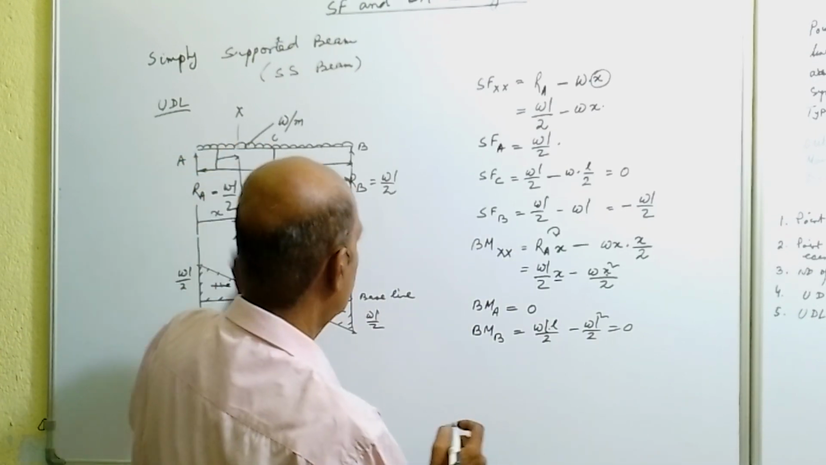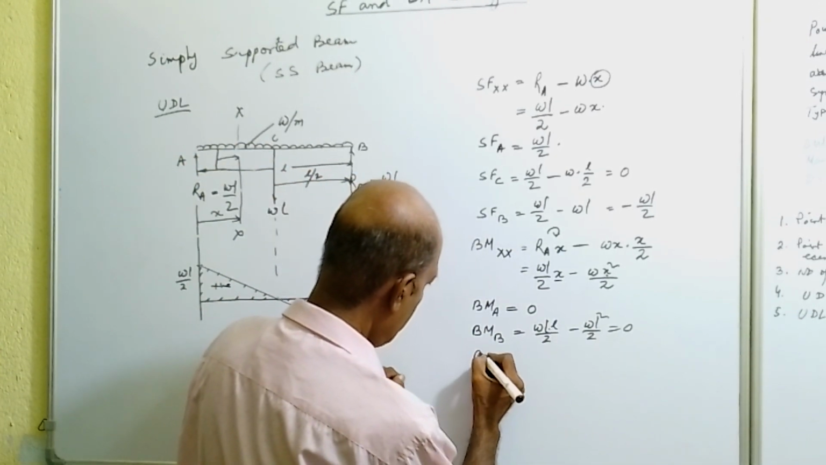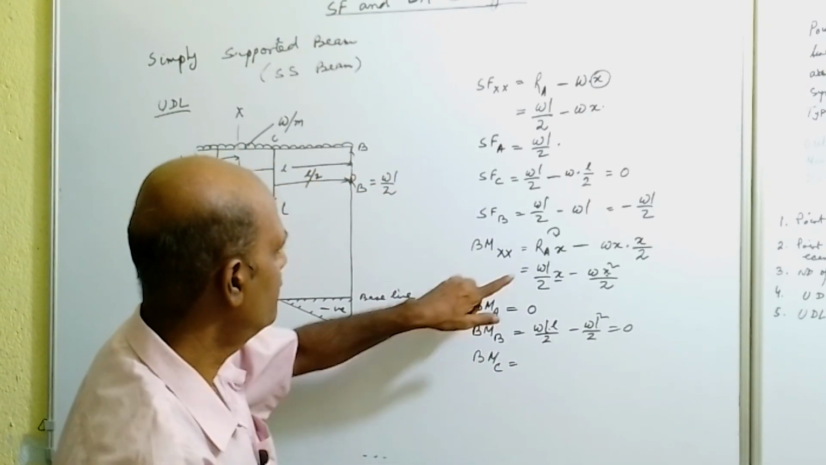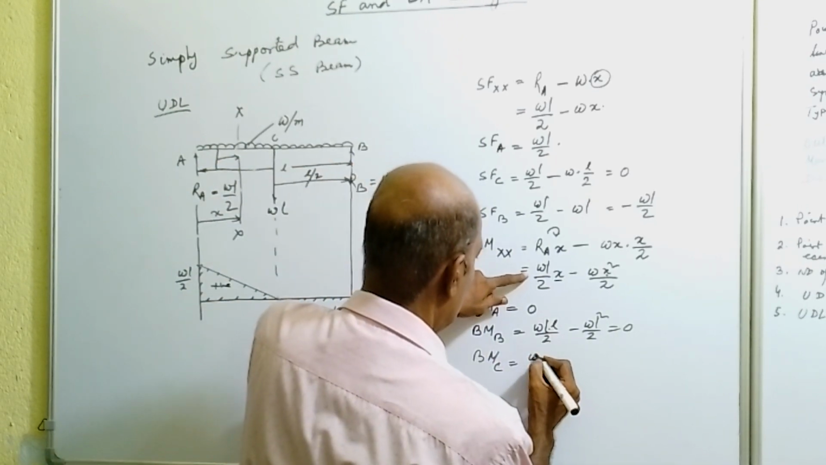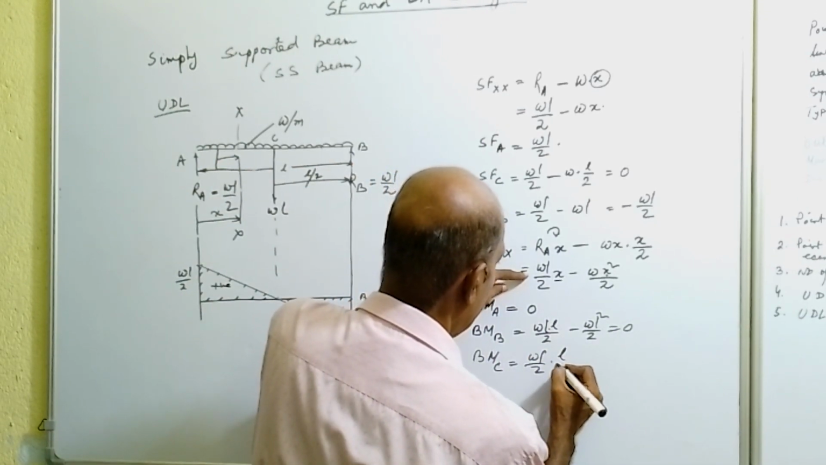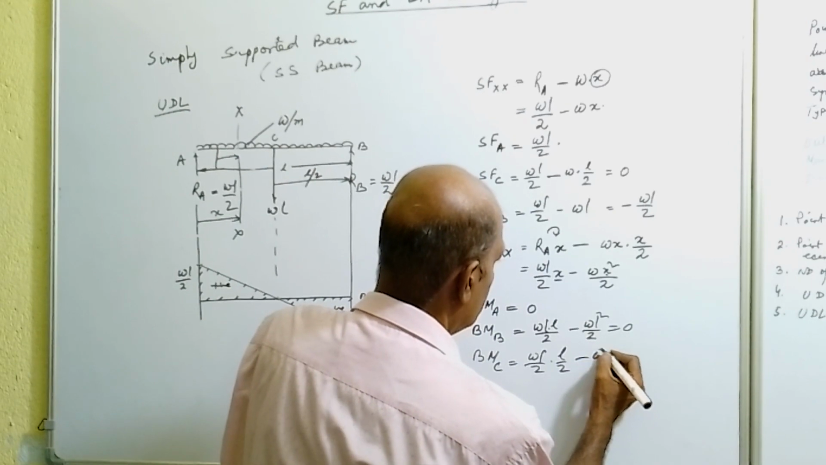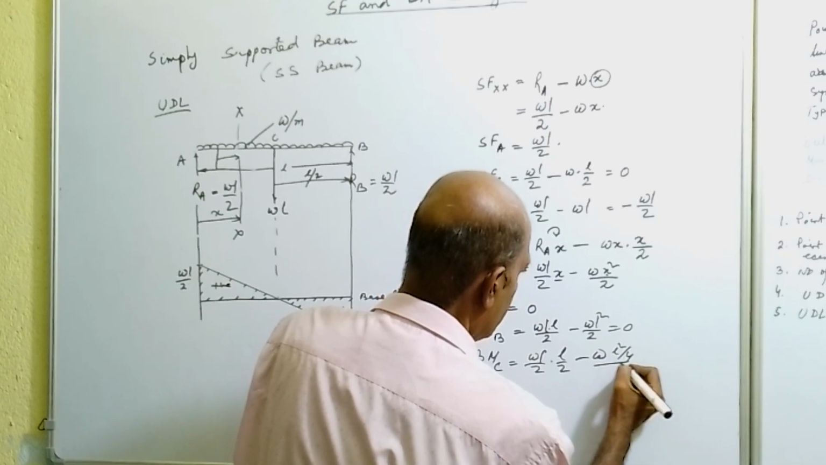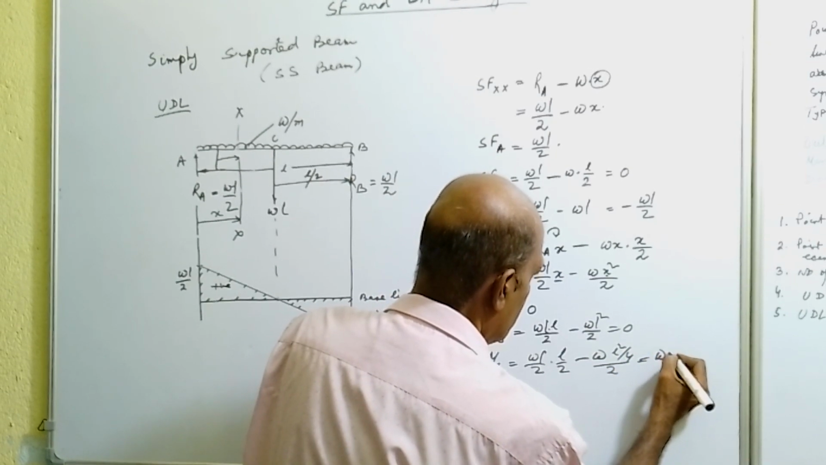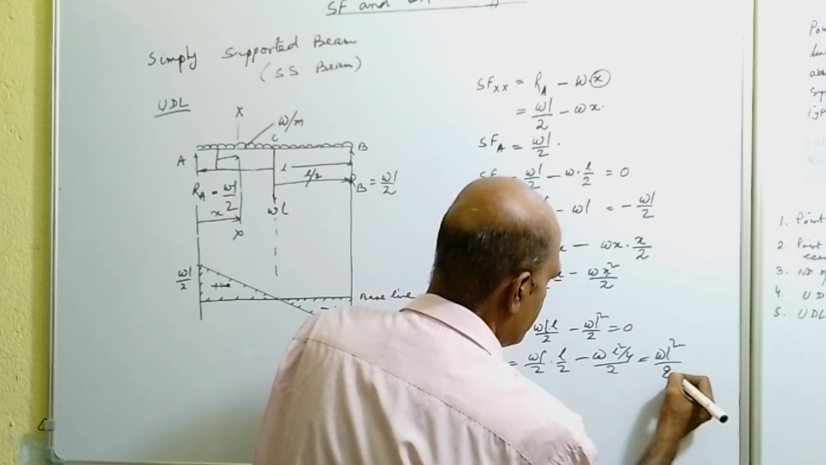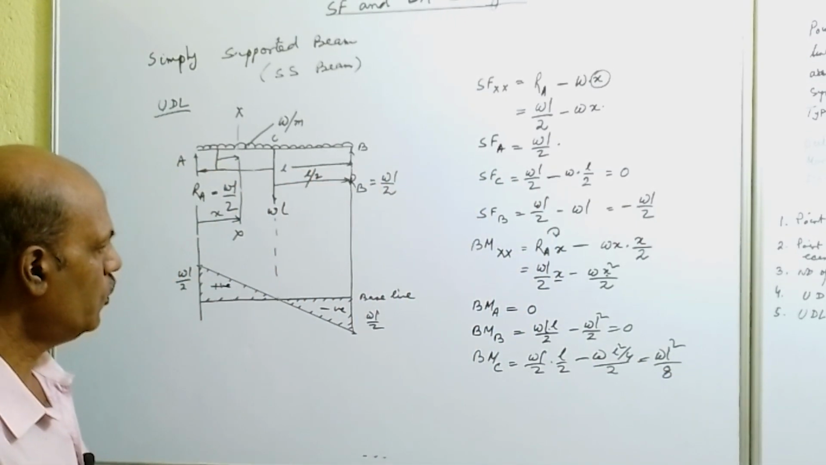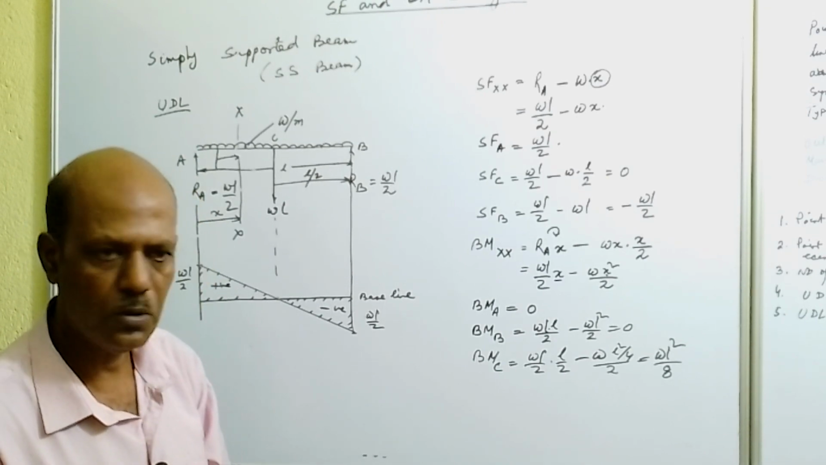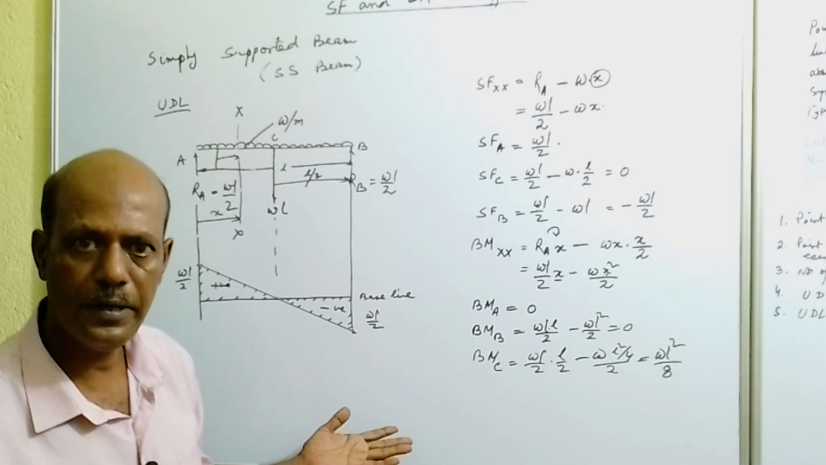So at point C, or center of the beam, if we find bending moment at point C, from this equation, WL by 2, X value will be L by 2, minus W into L by 2 whole square, means L square by 4 divided by 2, and it will be WL square by 8. So we have got the bending moment at point A, at point B, and at point C. So with this information we can draw the bending moment diagram.